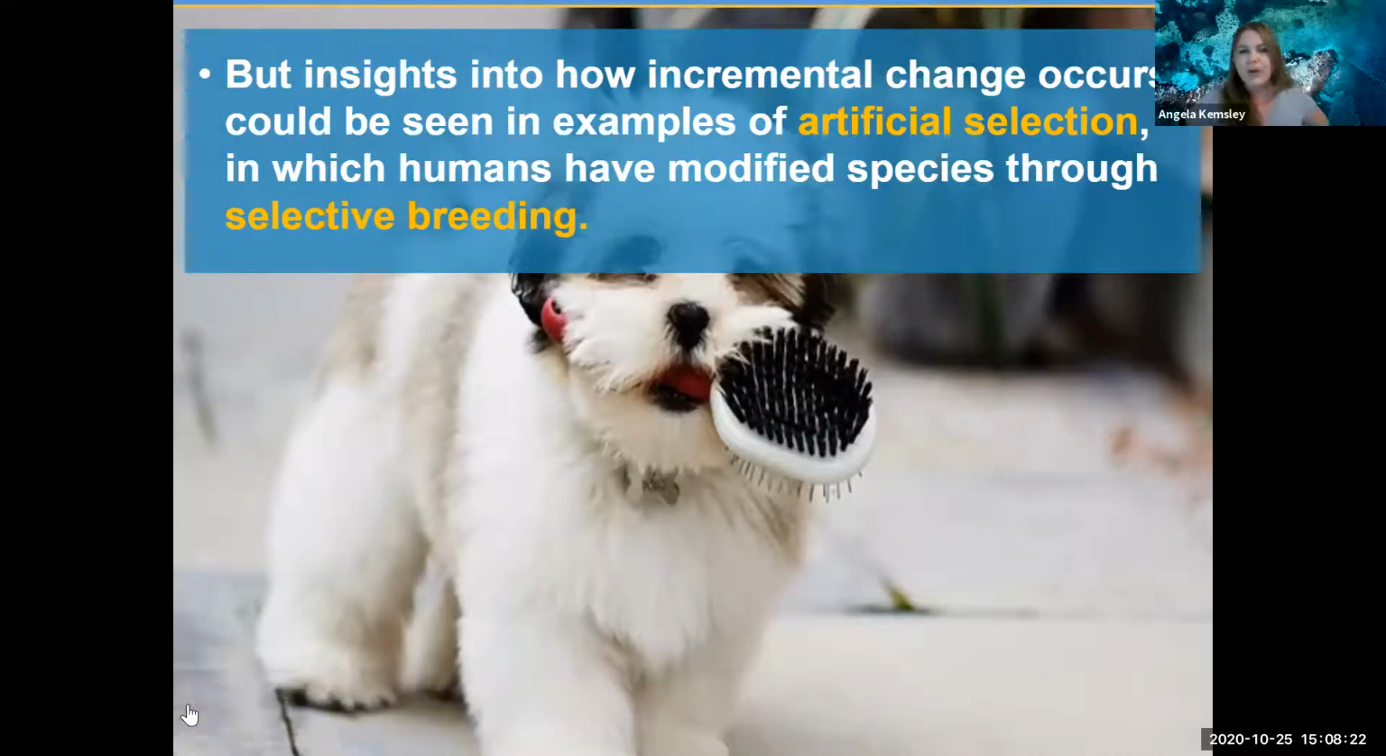Now, one of the ways that we can get insights into natural selection is by looking at artificial selection. Artificial selection is a type of selection similar to natural selection, but it's where humans have meddled with things, where humans have gotten involved and modified species through selective breeding. This is something you're familiar with, even if you don't know that you are. If you know about domestic dogs, they're a great example of artificial selection, or selective breeding.